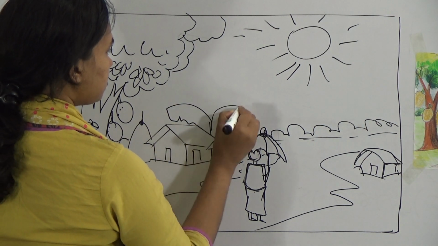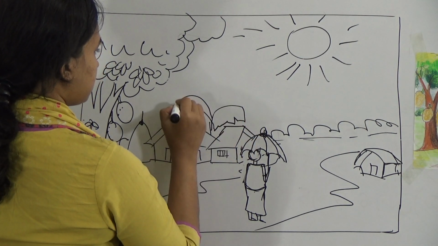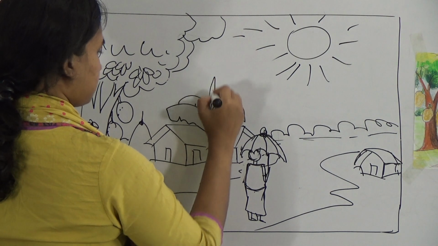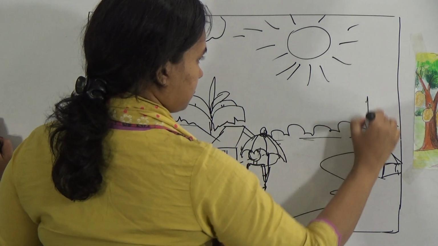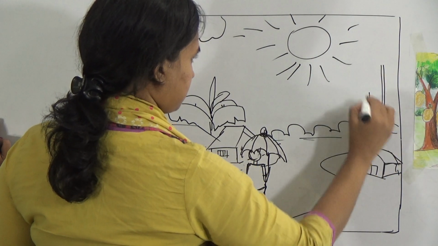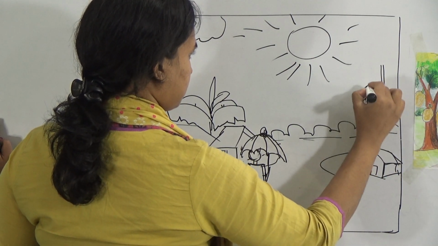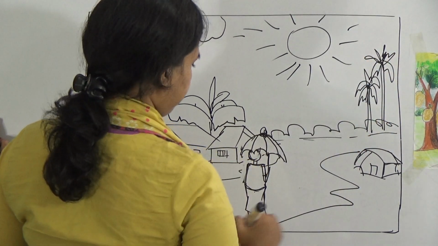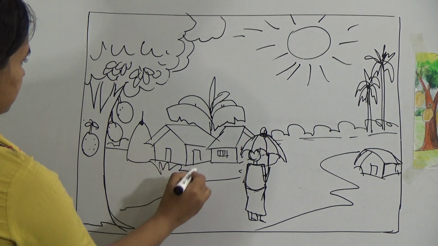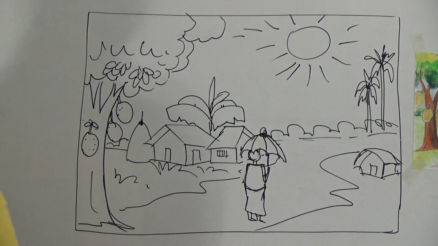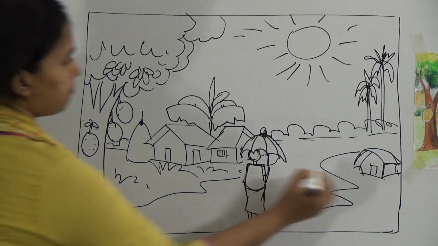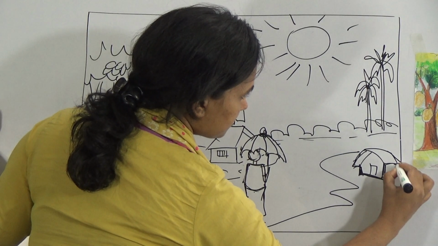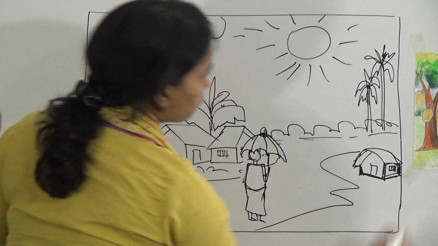For a better composition, you can give here the banana tree, this type of tree. Okay, and then give here some grass for finishing. This is the main scenery. So you must draw the scenery first carefully. After that you will go for the color.